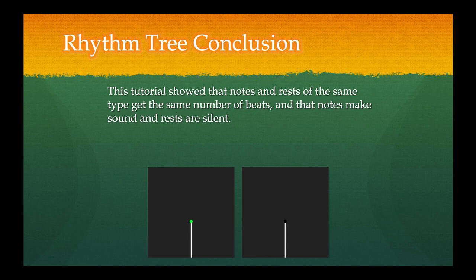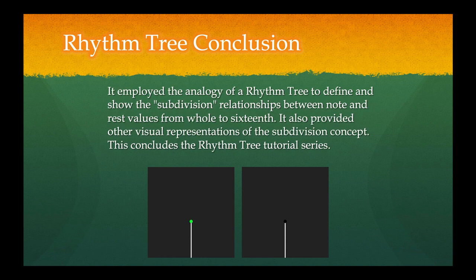This tutorial showed that notes and rests of the same type get the same number of beats, and that notes make sound and rests are silent. It employed the analogy of a rhythm tree to define and show the subdivision relationships between note and rest values from whole to 16th. It also provided other visual representations of the subdivision concept. This concludes the rhythm tree tutorial series.